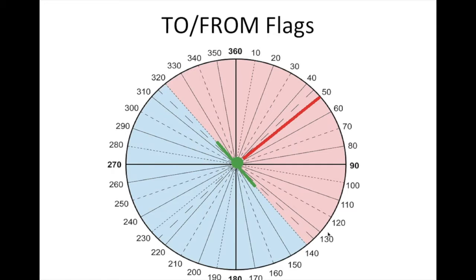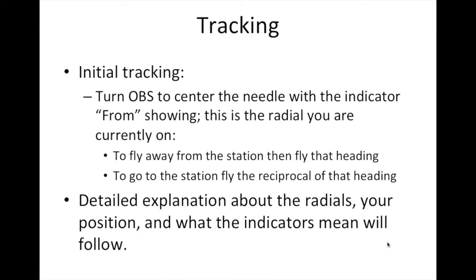Let's look at another example. Let's say I select the 090 radial. That means if I'm anywhere between the 360 or 000 and the 180, my aircraft falls on that side, and I will get a from indication. If I'm on the other side, between the 180 and 360, my aircraft will get a to indication if that's the selected radial, and I'll explain that in detail in just a minute.